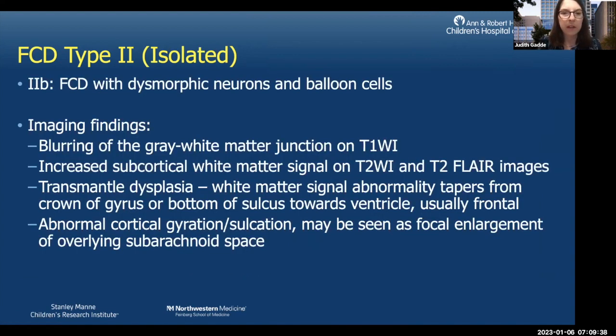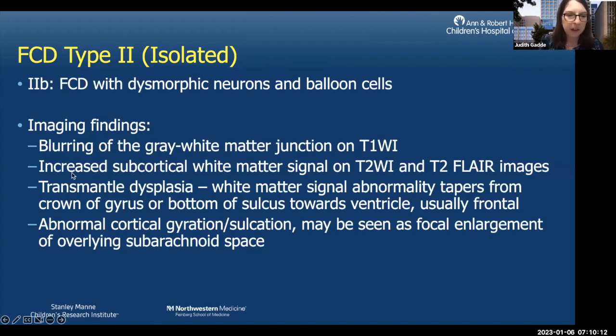So type 2B, this is probably what most of you think of when you think about focal cortical dysplasia. In the past, prior to this classification system, it used to be referred to as Taylor or balloon cell focal cortical dysplasia, and the balloon cells from the pathologic description. Again, some of the things we're looking for are similar to the prior systems of having blurring of the gray-white matter junction. Can also have some increased T2 or T2 flare signal in the subcortical white matter.